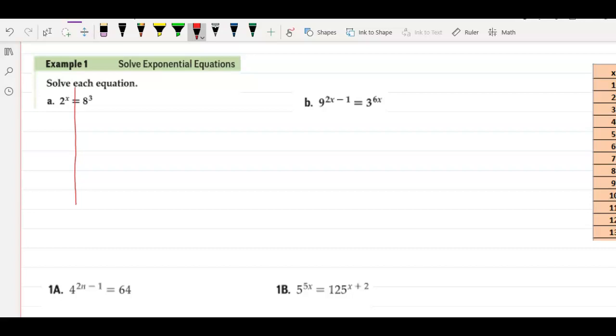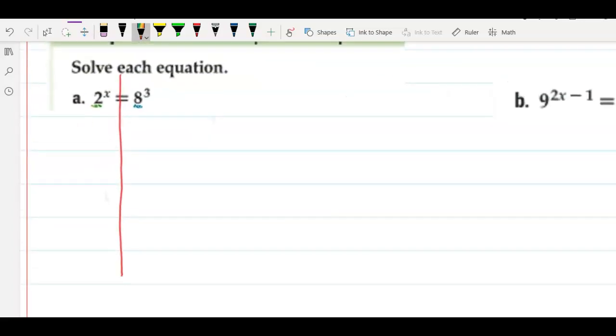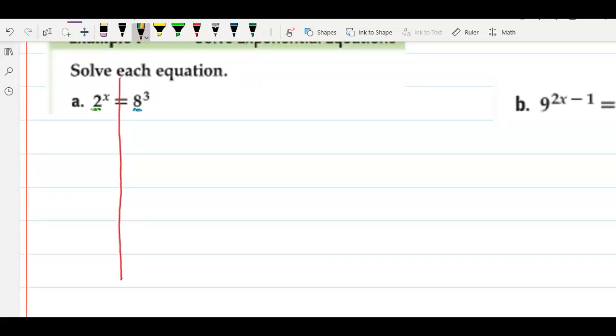It's different though because x is trapped up in the exponent right now. So we can't simply add 2, divide by 2, simple techniques that we've used in the past. We need to actually adopt a new method. The way we're going to do that, we're going to try to express each base as the same base. So currently we have 2 to the x, 8 to the third. We want these to be the same number.